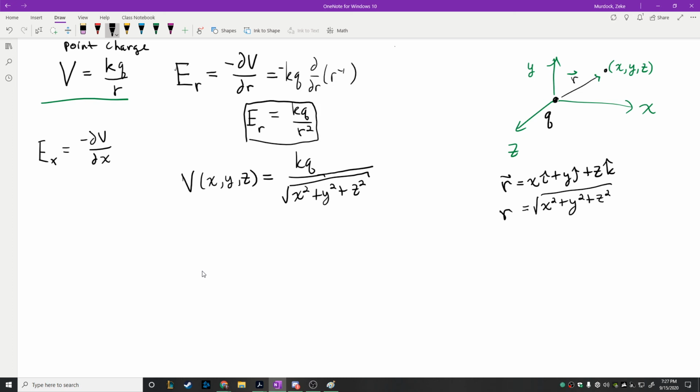and now we can find Ex and etc., right? Let's do that kind of quickly. So E sub x would be negative del v del x, right? We take the x derivative of this. What do we get? I believe what you're going to get is k times q. You have a negative 1/2 that you have to bring down in front. You're going to get a 2x from the inside, and then you're going to get x squared plus y squared plus z squared to the 3/2 power.